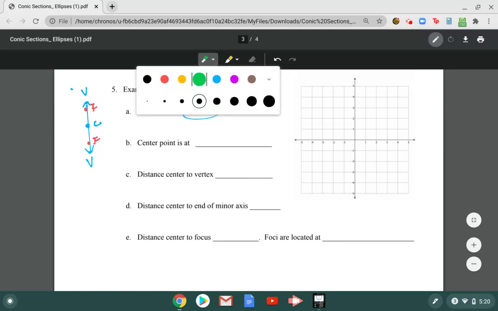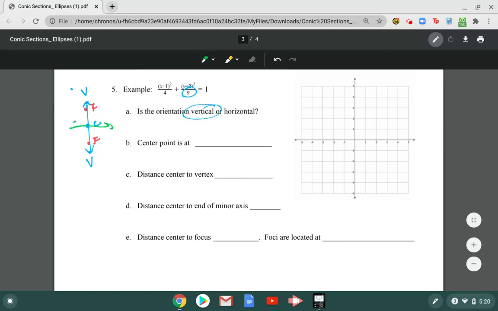It's also telling me that my minor axis, I'm going to draw this guy in green, is in the horizontal direction. Okay, center point. Center point is going to be that h comma k. So center point, I need to change my signs, is 1 comma negative 2. 1 for x, negative 2 for y. So there's my center point.